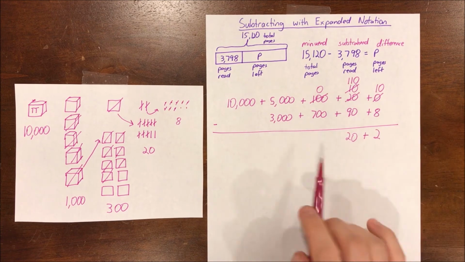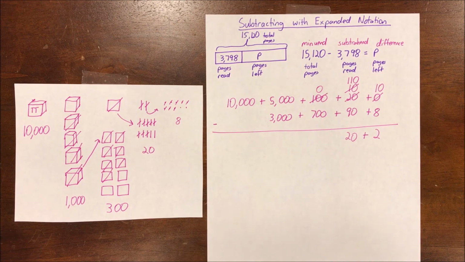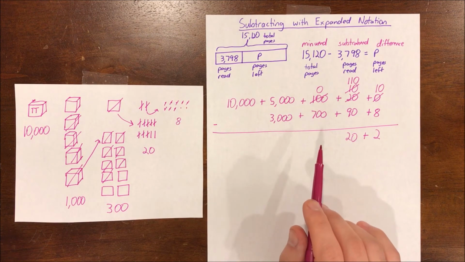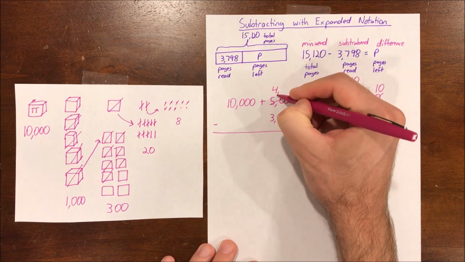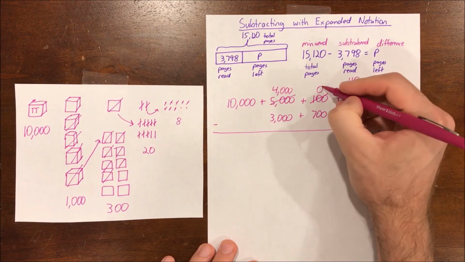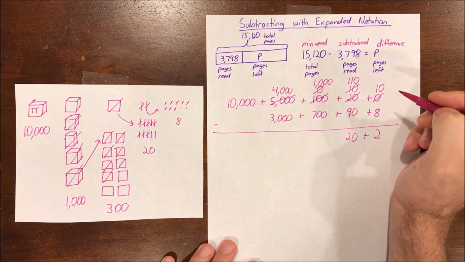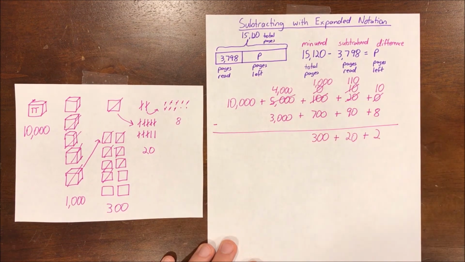Great. What should I do in the hundreds place, and why? Say it out loud. Yeah, same idea. Subtrahend larger than minuend, so I need to regroup 1,000 into 10 hundreds. That's going to leave me with 4,000 in the thousands place, and now 1,000 in the hundreds place. 1,000 minus 700, that's 300.